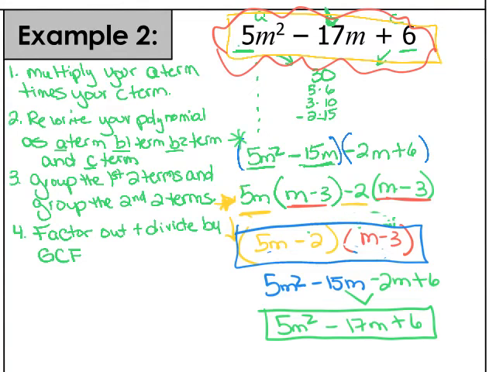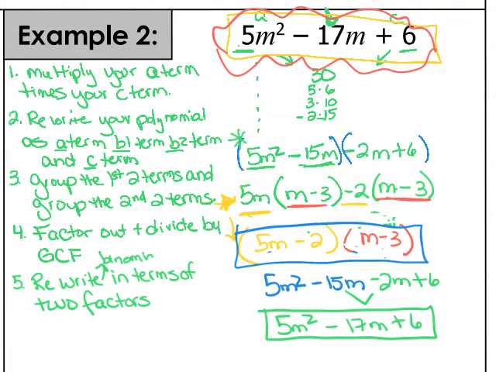So let's look at our steps one more time. After you factor and divide out that GCF, divide by the GCF 5, you're going to rewrite in terms of two factors. I should say rewrite binomials in terms of two factors, which is this step here.